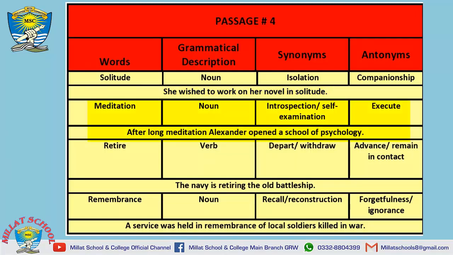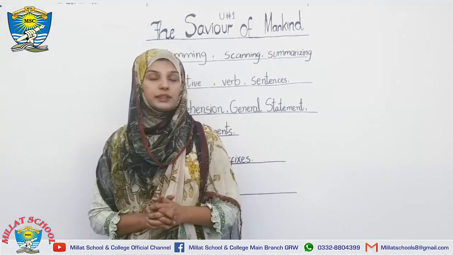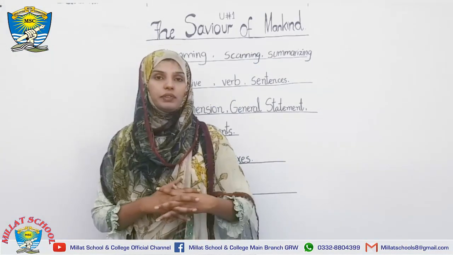The next word is meditation. Here you can see the word retire, and all the important words from this passage are over here with complete grammatical description. Now I am coming towards the third objective that we have to discuss from this passage, the comprehension of this passage.